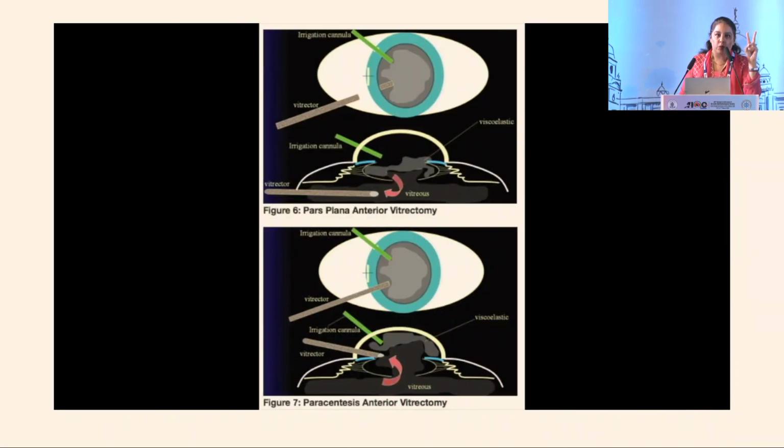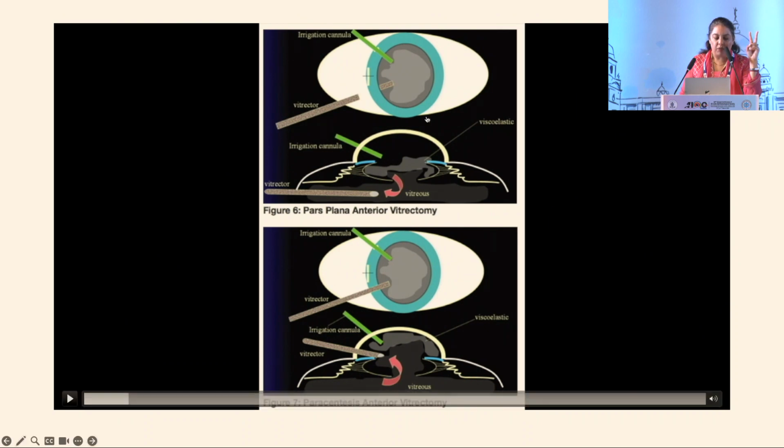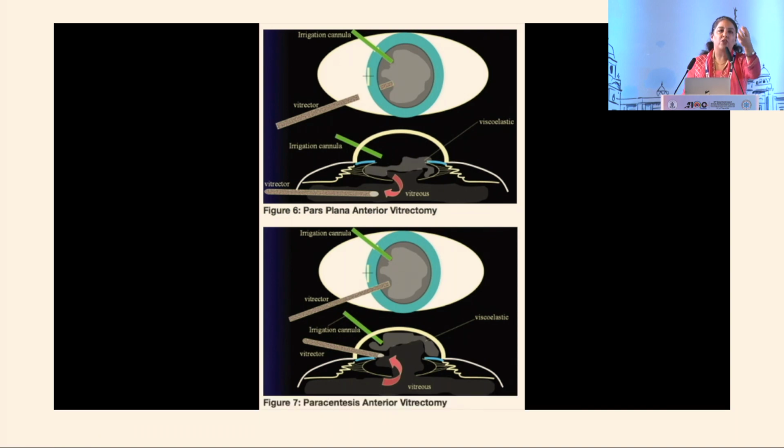So there are two approaches to removing the vitreous. The first you see here is the posterior approach, the pars plana, and second is the anterior approach. If you are removing vitreous through the pars plana, you are actually getting it back to where it belongs, right? You pull it back. Whereas if you are doing an anterior vitrectomy, you risk pulling more of the vitreous.